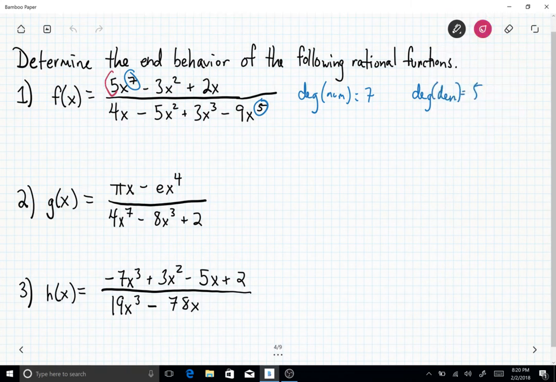Your coefficient in front of the numerator is 5. Your coefficient in front of the denominator is, and this is where people trip up as well, negative 9. So the behavior of this will be the same as if we look at 5 over negative 9 and then x to the 7 minus 5. So what does that approach? This approaches negative 5/9, so we have a negative number, and then x squared.